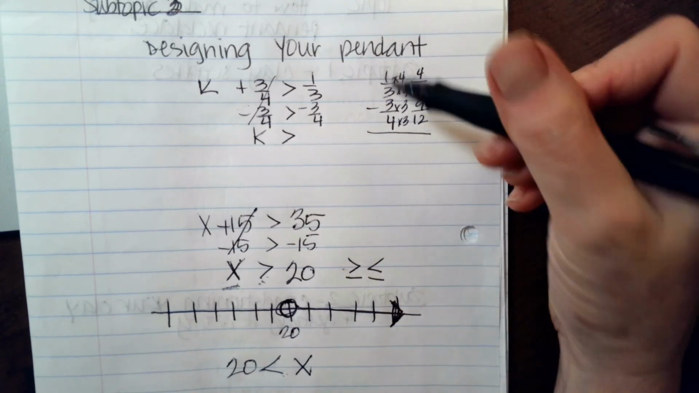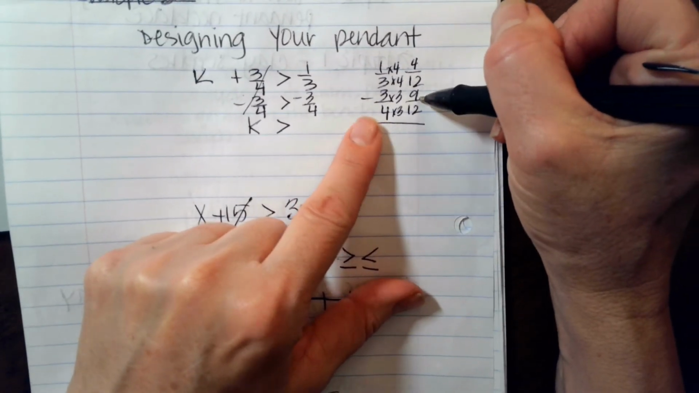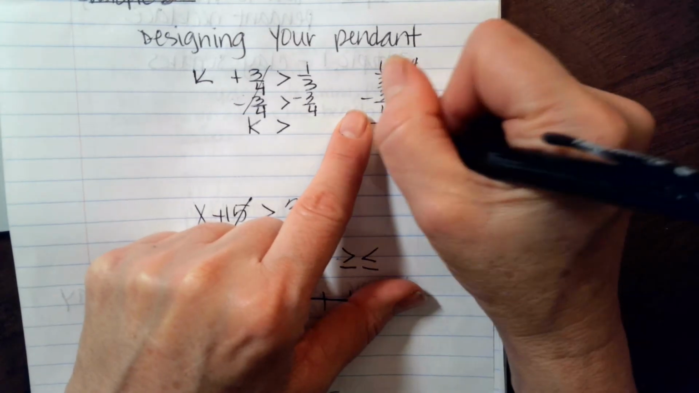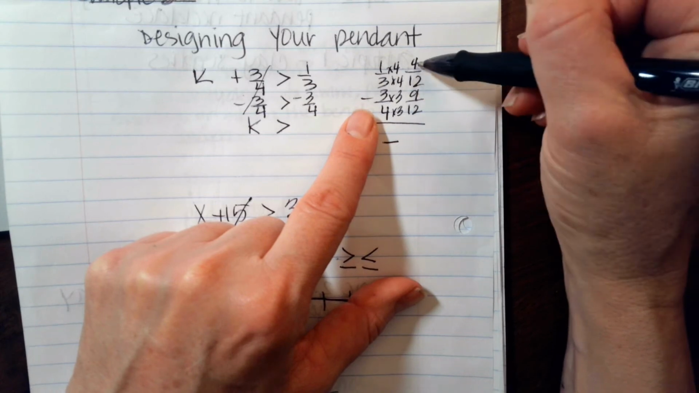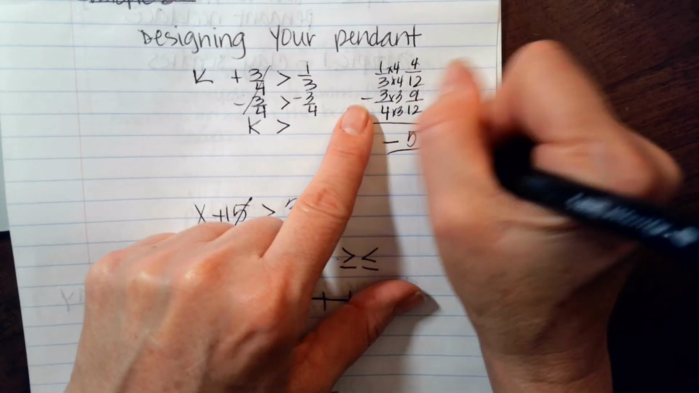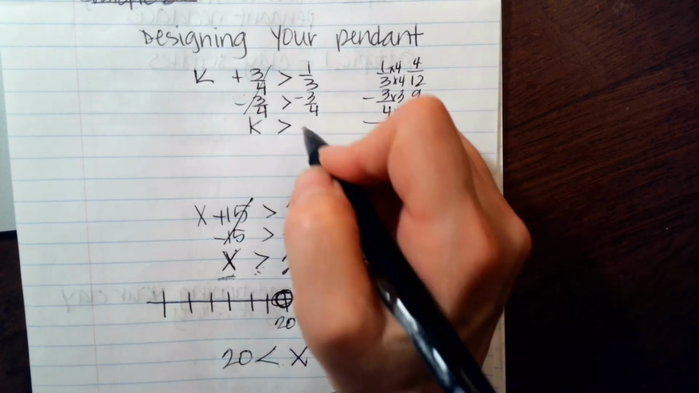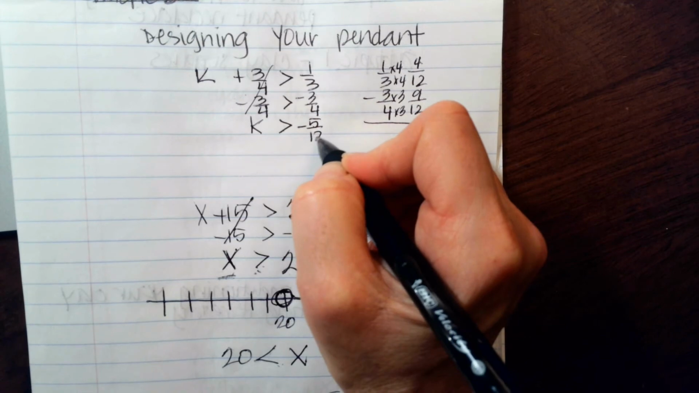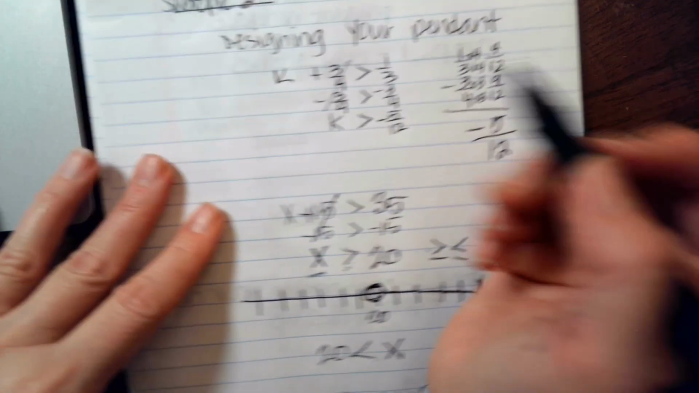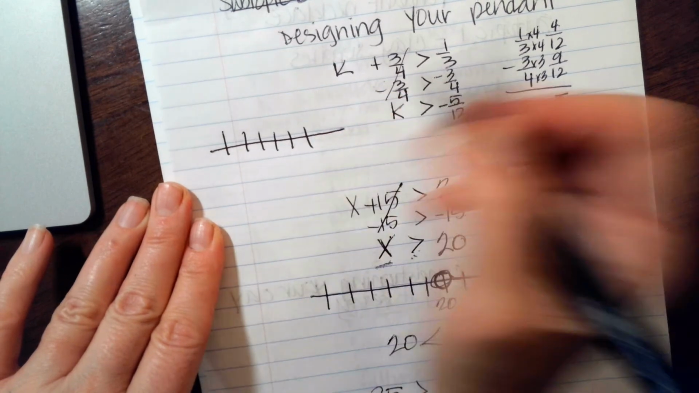And then for this, biggest fraction wins the sign. This is the biggest fraction, so my answer is going to be negative. And then I'm going to subtract 9 from 4, which equals -5, and then it's over 12ths. So it's going to be k is more than -5/12.